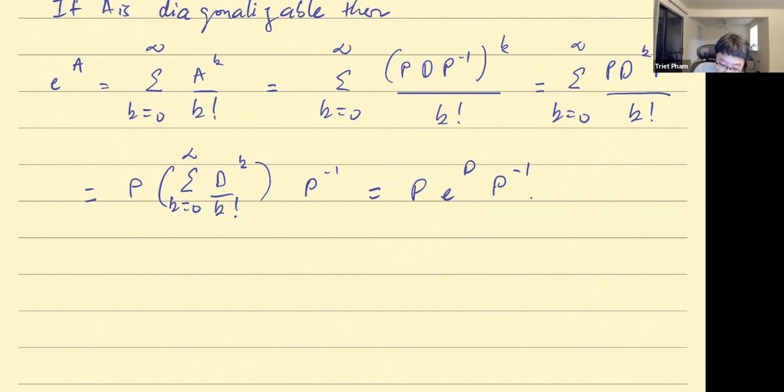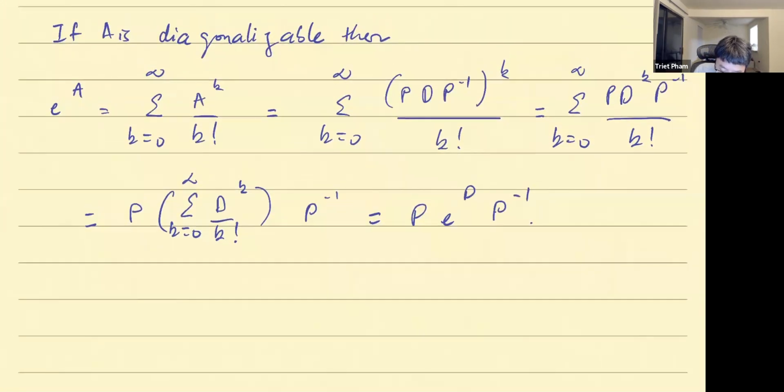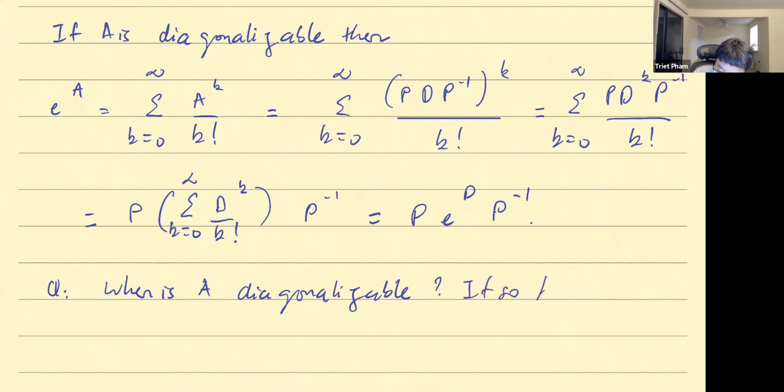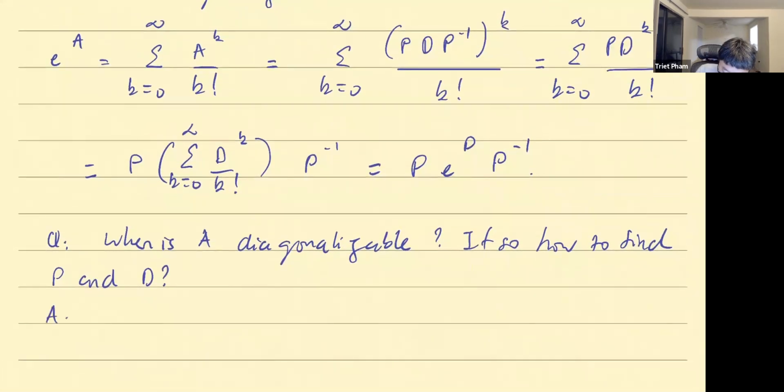The next question obviously is this: how to find P and D? Question: when is A diagonalizable? And then, if so, how to find P and D? So the answer here is actually very, very simple. The answer is when A has a full set of eigenvectors.